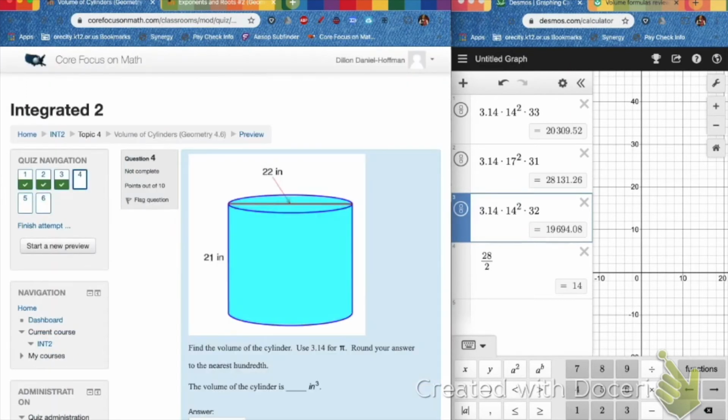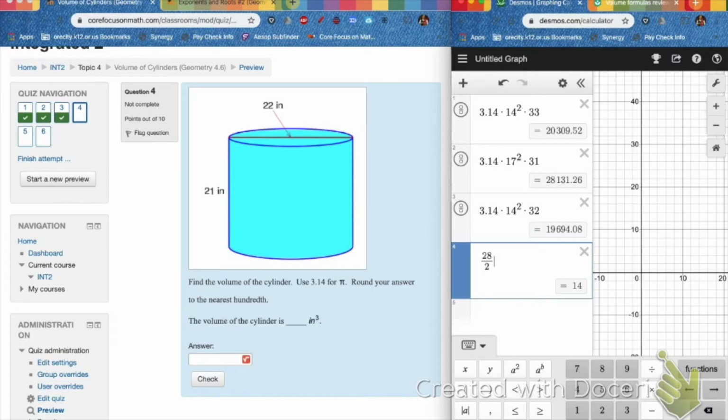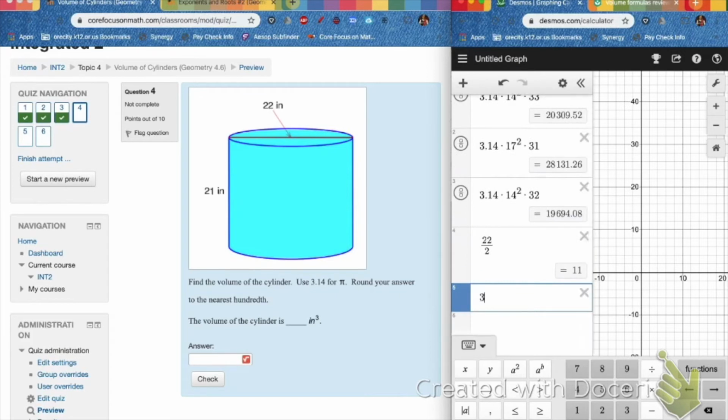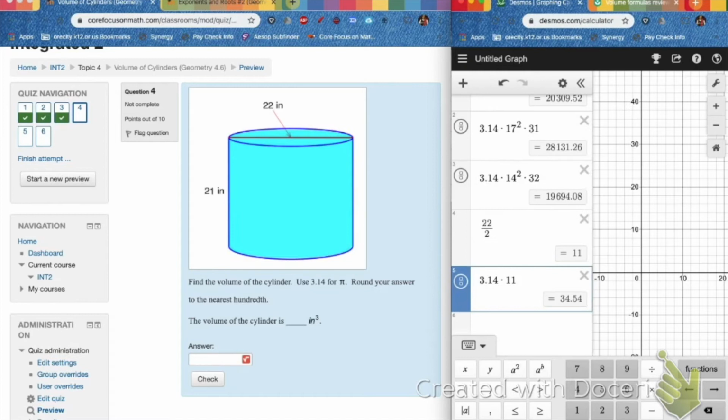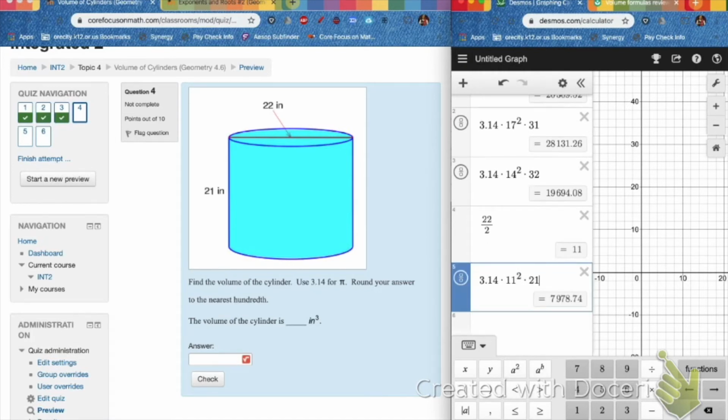3 means you're halfway done. And look, it's very similar again. Well, this time my diameter is 22. So not 282, 22. So that gives me 11. So now I could type in 3.14 times 11 squared times the height. Okay.